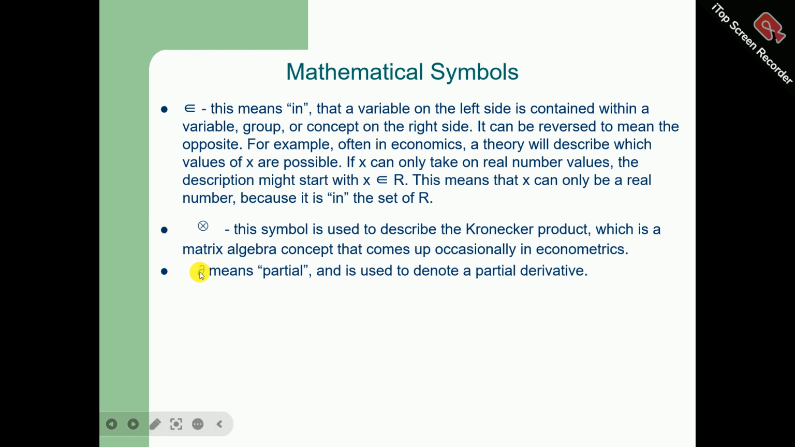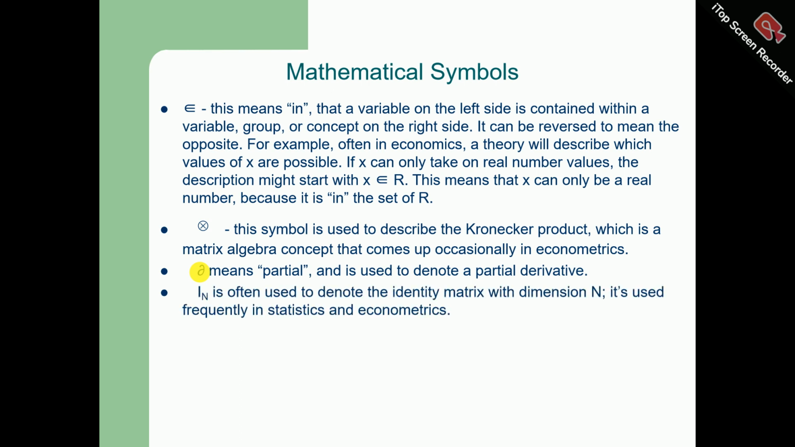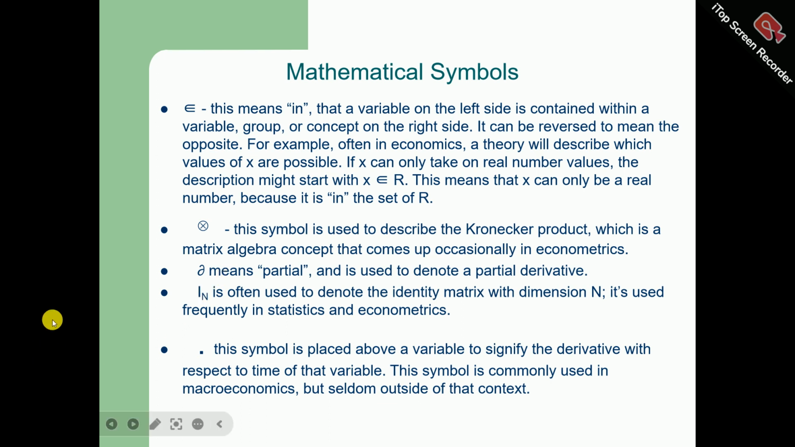This symbol means partial. It is also known as curly, and it is used to denote partial derivative. So this is used in partial derivative. This capital I with subscript n is used to denote the identity matrix with n dimension, that is n rows and n columns. It is used frequently in statistics and econometrics. This symbol dot, when placed above the variable, signifies the derivative with respect to time of that variable. So this symbol is commonly used in macroeconomics, but seldom outside of that context.